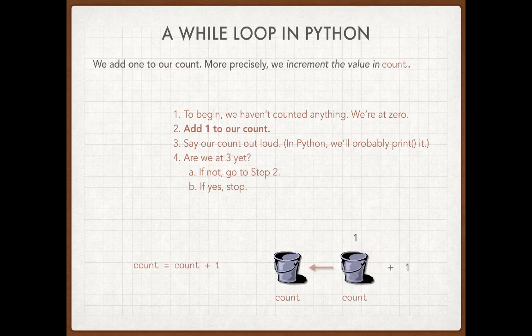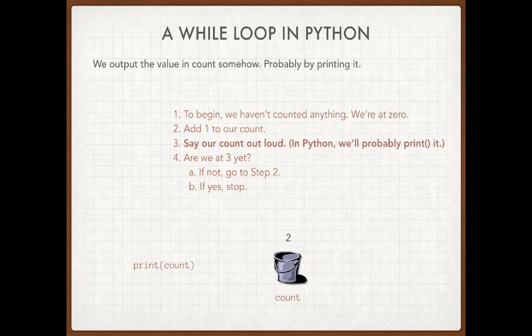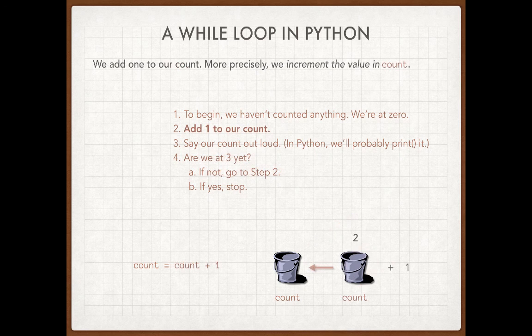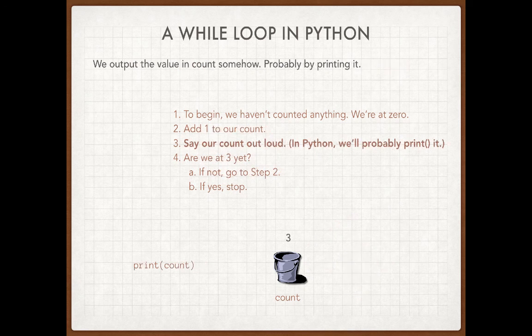We add 1. 1 is in the count bucket. We add 1, now it's 2. We overwrite the old value. We're going to say that out loud or print it. And now we get back to our Boolean test. Does 2 equal 3? No, it does not. And so we repeat the process one more time. We add 1 to the count. 2 plus 1 is 3. We say it out loud. We echo or print 3 to the screen.